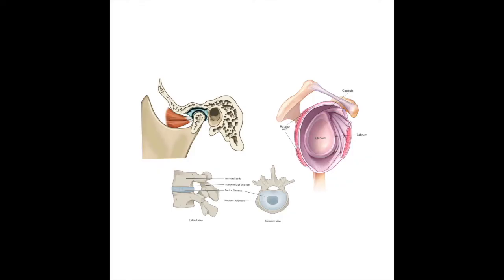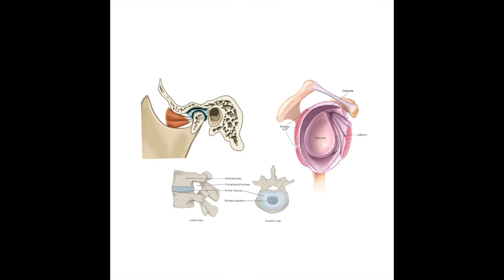Next we'll see about the distribution of the fibrocartilage. The fibrocartilage is more prominent in the secondary cartilaginous joints or symphyses. These include the joints between the bodies of the vertebra and the pubic symphysis and manubriosternal joint. So intervertebral disc is also an example of the fibrocartilage.